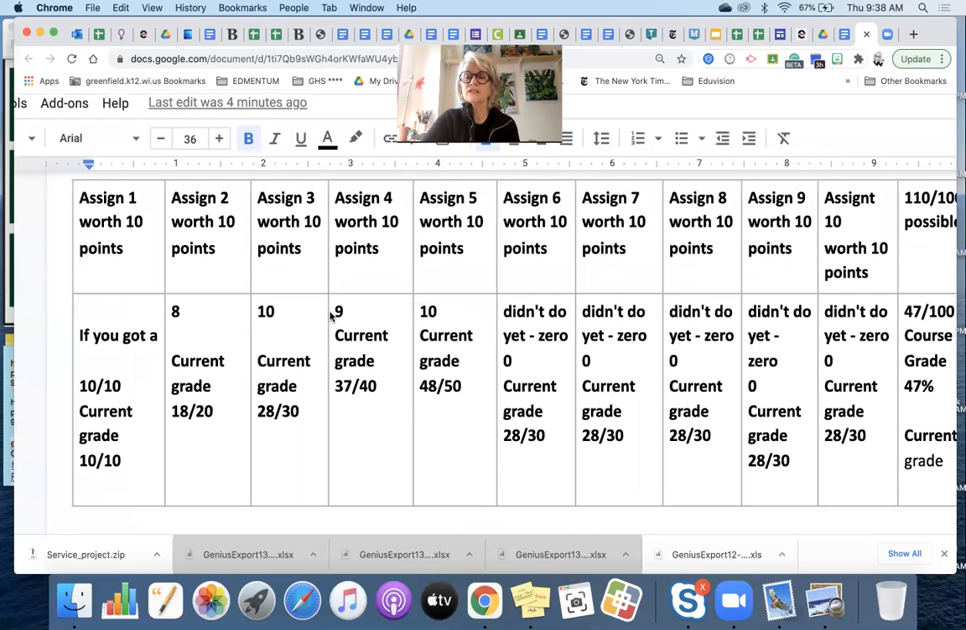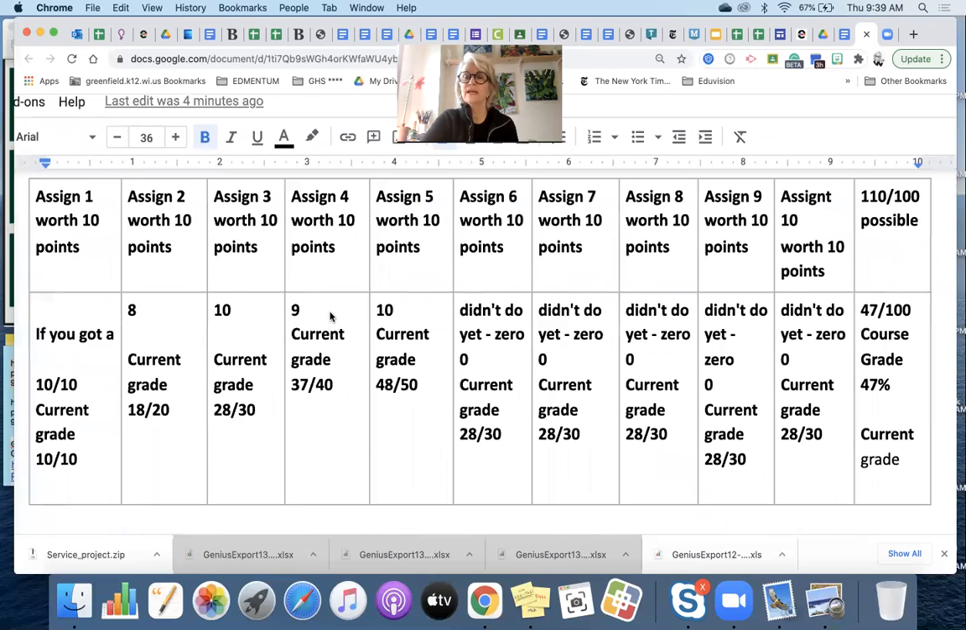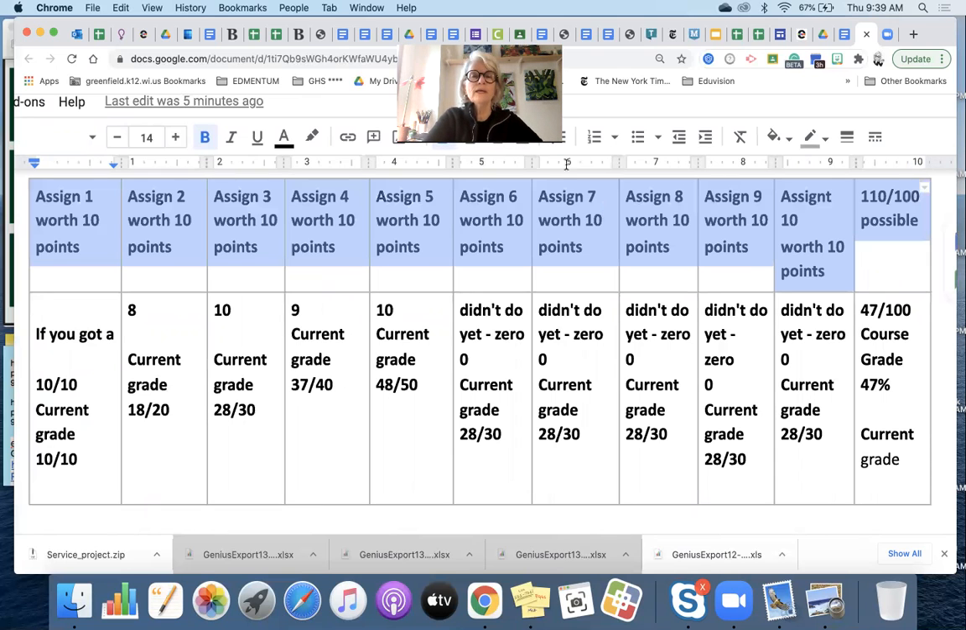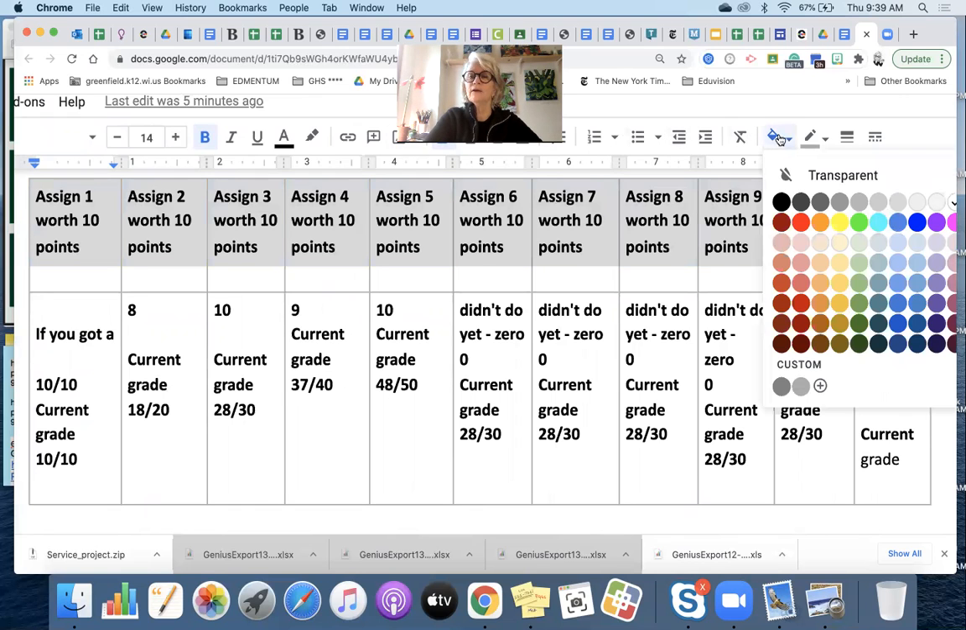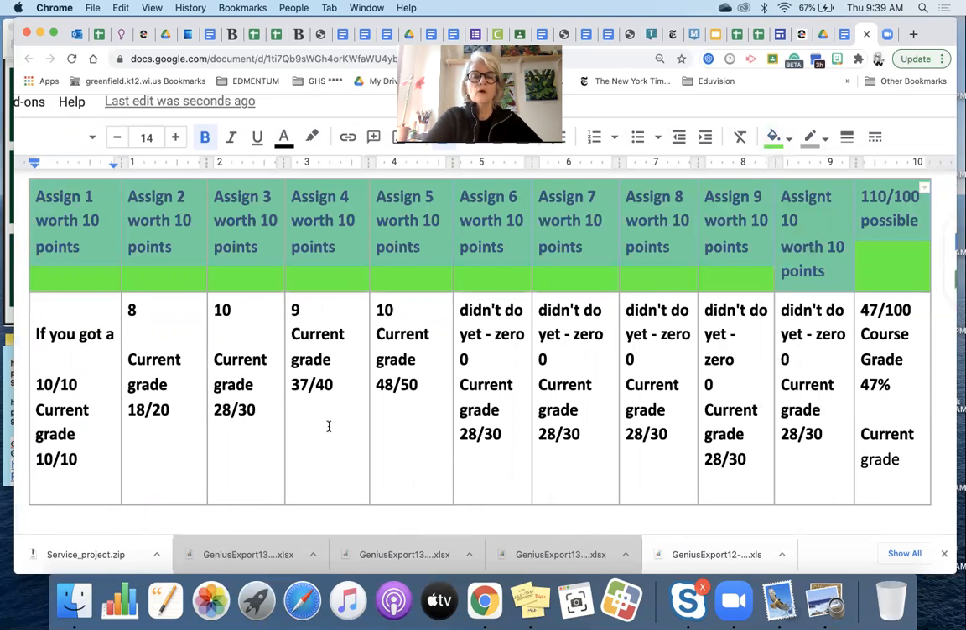So I'm going to pretend this is my grade book, my Infinite Campus. Okay, if this was Infinite Campus, and all of these on the top are the assignments. I'm going to make them in green here. All right, so my first assignment was worth 10. My second one was worth 10. My third, okay, so there are 10 assignments possible, and they were each worth 10 points.